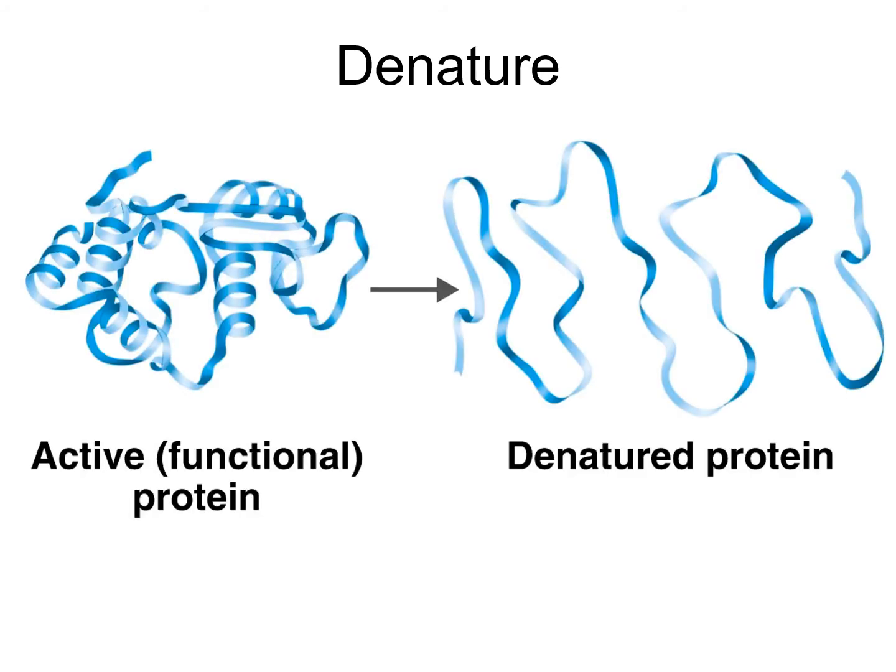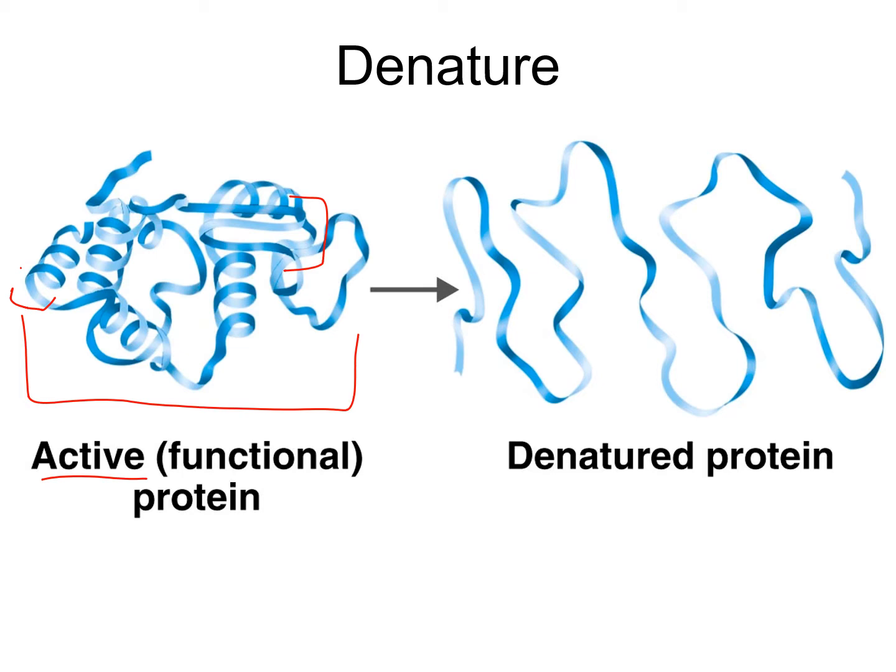When a protein has lost its tertiary structure, we say it has denatured. So here is an active protein. This is an example of what its tertiary structure would be. And you can see some characteristics from the secondary level of structure, alpha helices and a beta pleated sheet there. So this is the active or functional three-dimensional structure of this protein.